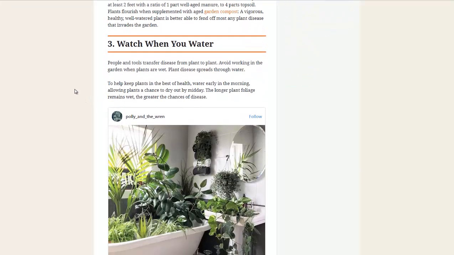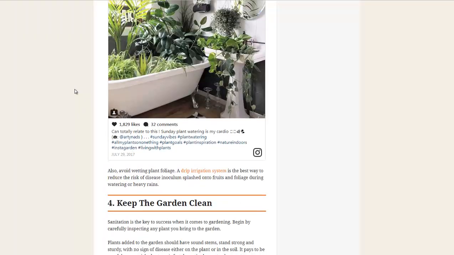Watch when you water. If you water plants at the end of the day, which can sometimes help some plants if it's really dry and hot, to help relieve the stress, it can leave them susceptible to disease because the water will stay on the leaves and not evaporate quickly. And of course, moisture is necessary for many fungal and bacterial diseases to develop.